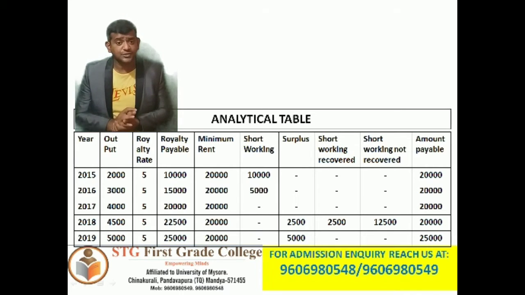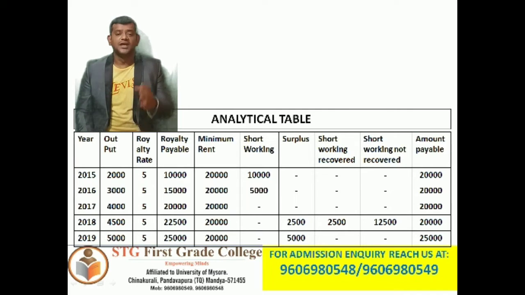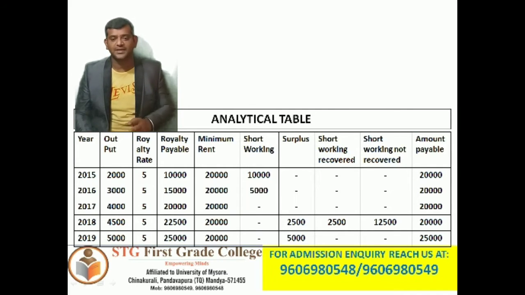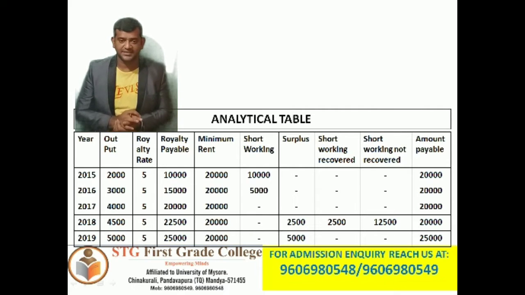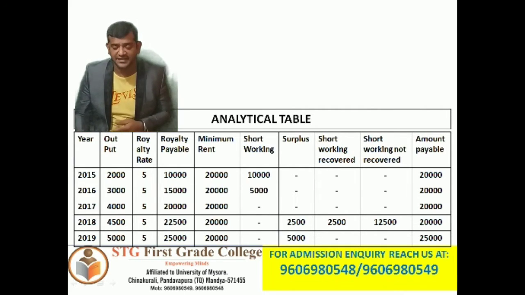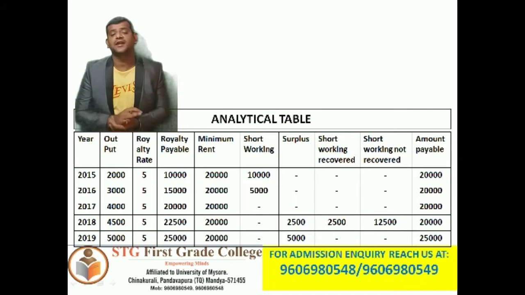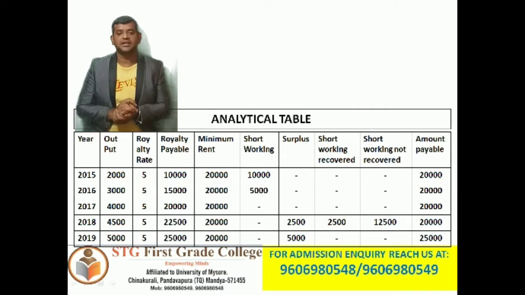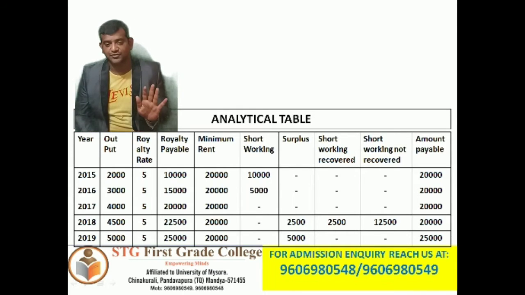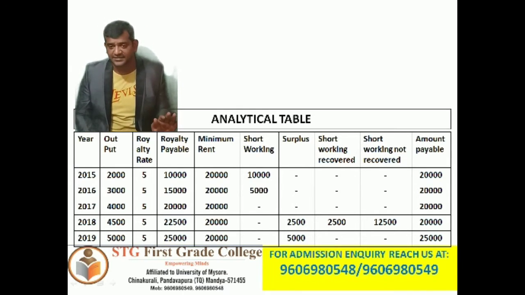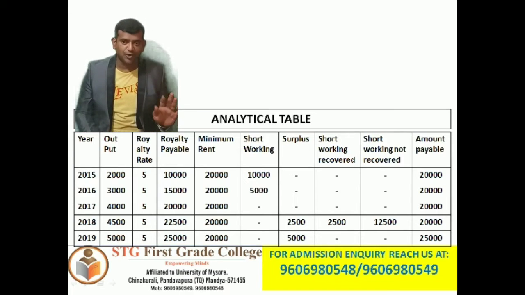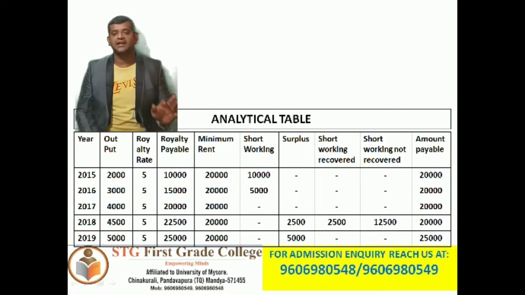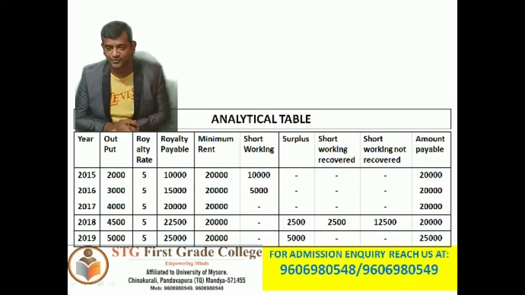In the year 2016, 3,000 tons have been produced. So 3,000 into 5 rupees is 15,000 rupees. Again, minimum rent is 20,000, which is the higher side. So 20,000 minus 15,000, short working is 5,000 rupees. Surplus, there is no surplus, nil. Short working recovered, no. Short working not recovered, nil. So amount payable is 20,000 in the year 2016 also.